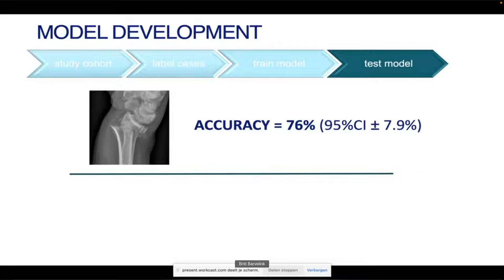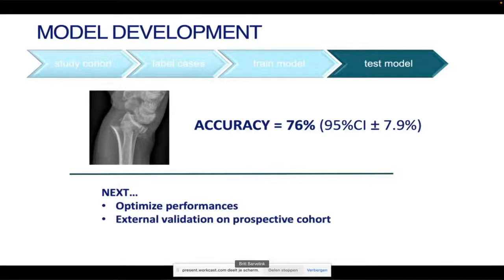We want to cross this magical 80% line, of course, and therefore we are still optimizing its performance. First of all, we added some patient demographics, for example, age and sex. But unfortunately, this didn't really optimize our model. Then, of course, we want to externally validate our model on a prospective cohort. The good thing is we already have this prospective cohort. So as soon as we are happy about our accuracy, we can immediately test it on this external cohort.